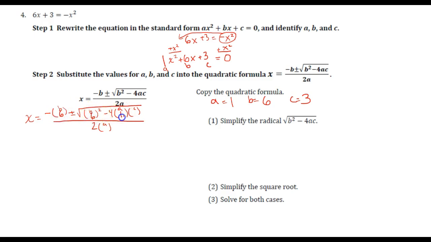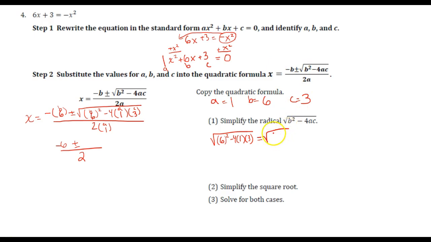Positive 6, 1, and 3, and 1. So the opposite of a positive 6 would be a negative 6, plus or minus the square root. 2 times 1 is 2. And let's find out what 6 squared minus 4 times 1 times 3 would be. Again, pause here if you need to. Calculate it out. What would that be?